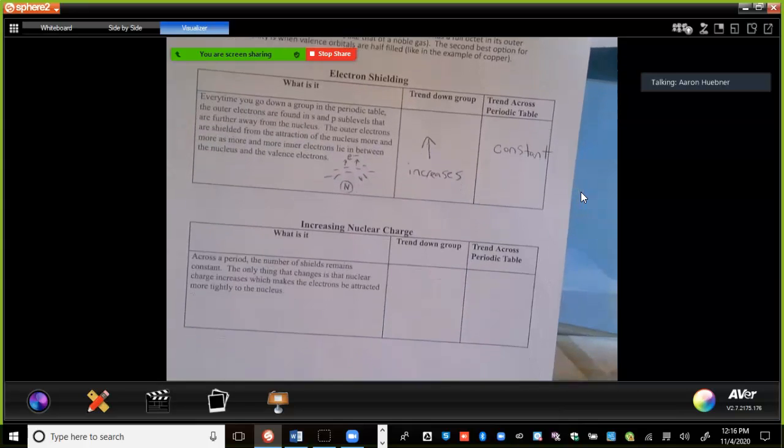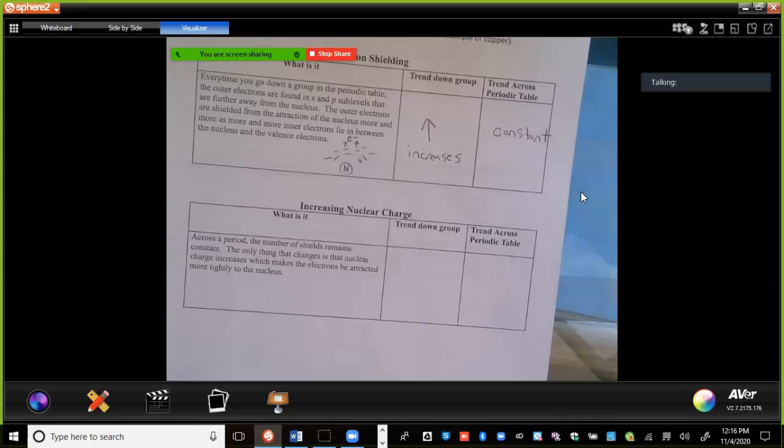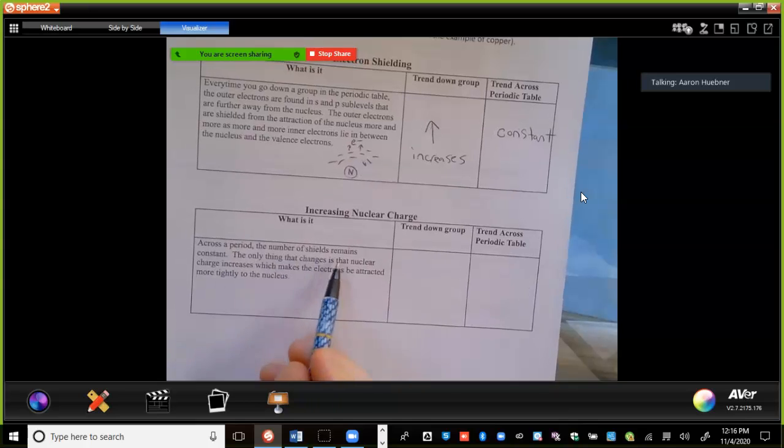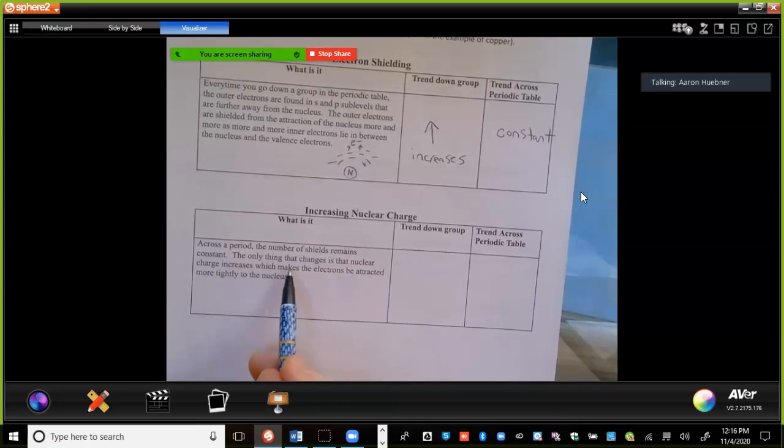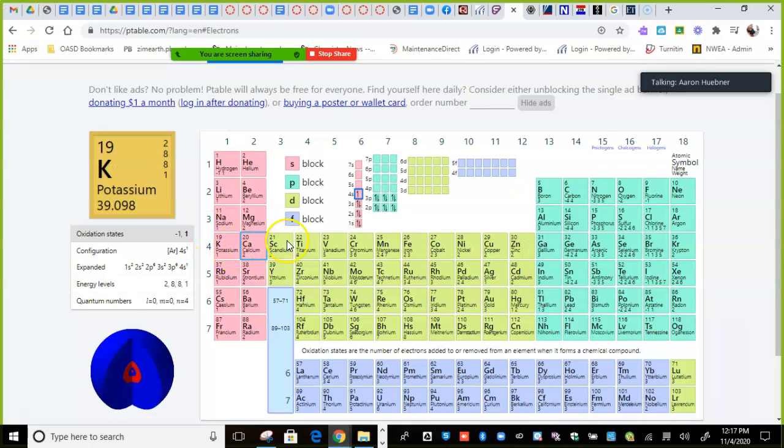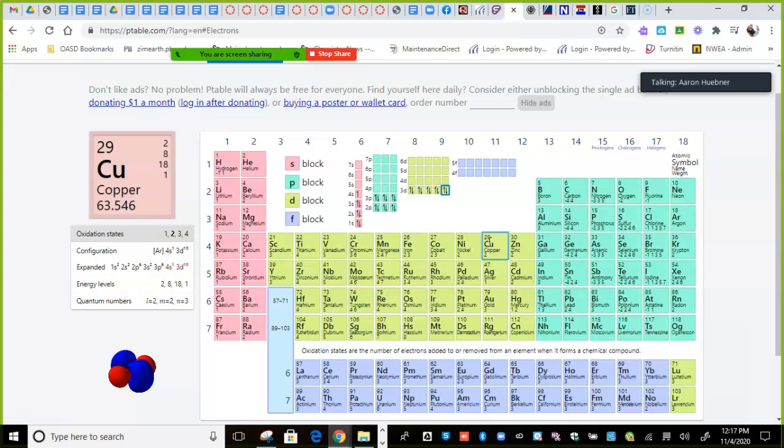So that's electron shielding. Then we have another concept, increasing nuclear charge. Across a period, the number of shields remains constant. The only thing that changes is the nuclear charge increases, which makes the electrons be attracted more tightly to the nucleus. So nuclear charge increases as you go left to right on the periodic table, 19, 21. That pull on the electrons increases, and therefore your electrons are going to come closer to the nucleus, which is why the atomic radius gets smaller as you go left to right, but we're going to get to that one in a little bit. We're just talking about nuclear charge.